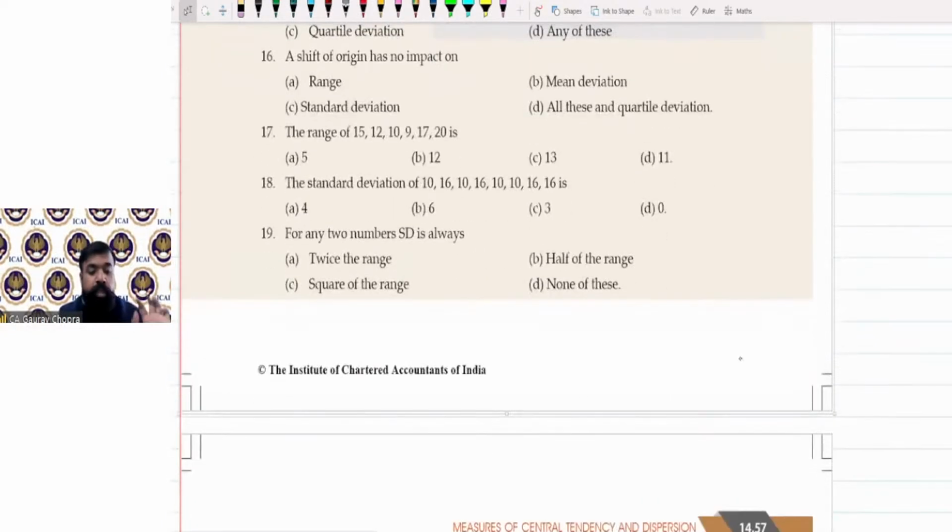17th one, the range of the following series is. You have to find out the range. So which is the highest value? 20 is the highest value and 9 is the lowest value. So 20 minus 9, it becomes 11. So option number D is correct.